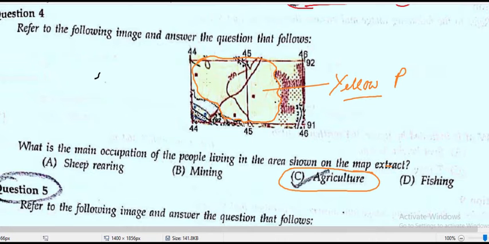Next question, what is the main occupation of the people living in the area shown on the map extract? In that area, what type of occupations can we see? We have to know what they use for the colors, and here you can see yellow patches. Yellow patches show us agricultural land. So the correct answer is agricultural land. If agricultural land and crops are there, that means in that area the people's main occupation is agriculture.